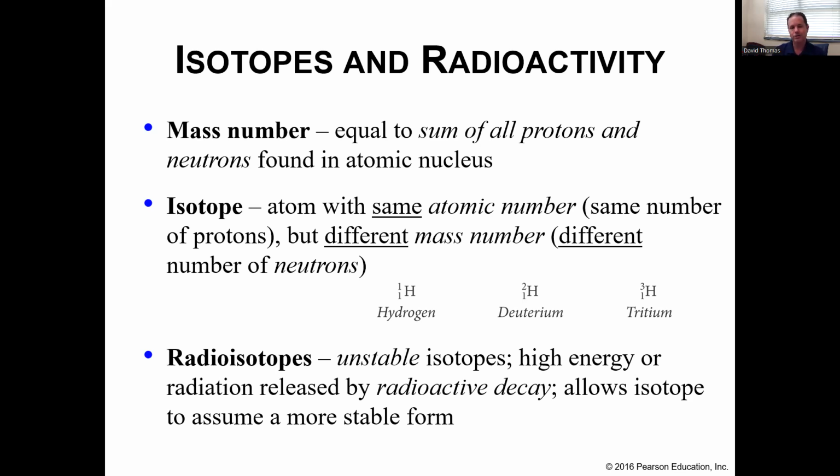They are trying to get rid of some of that extra energy or extra instability. They're trying to get back into a more stable form. And so what that means is many times they will release some form of energy, usually in the form of some kind of radiation. And so that's called a radioisotope.